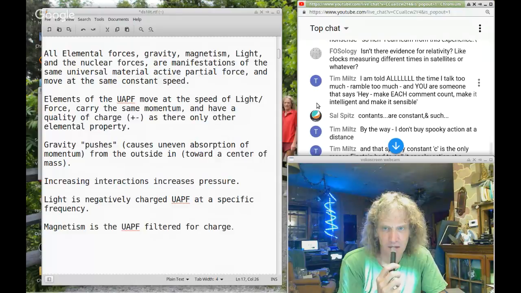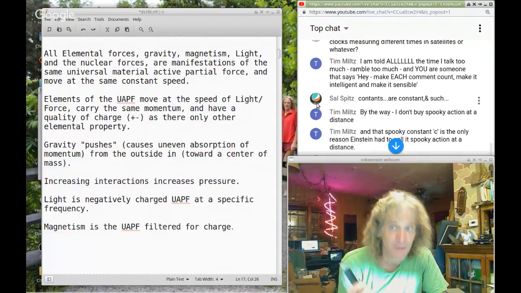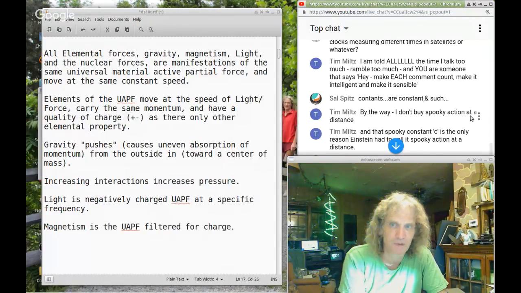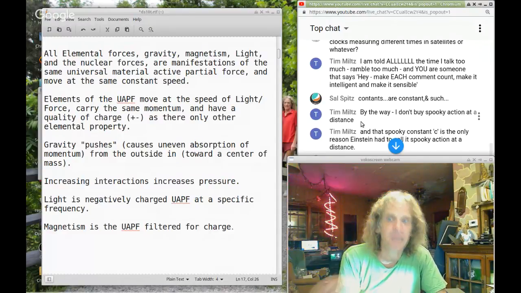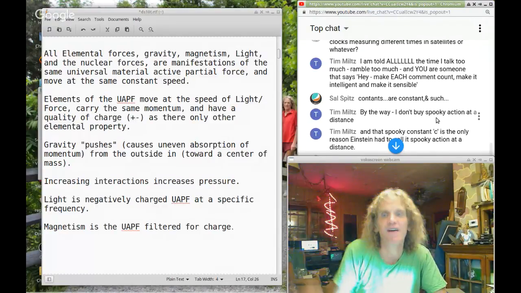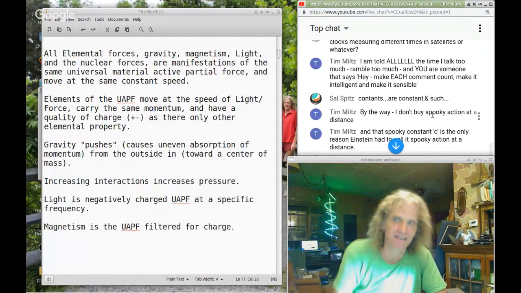Constants are constant and such. Well, they seem to have a lot of consistent evidence. By the way, I don't buy spooky action at a distance. I know that, but the concept of spooky action at a distance doesn't even mean anything, Einstein coining a phrase where his freaking theory is spooky action at a distance. Bent space is spooky action at a distance.